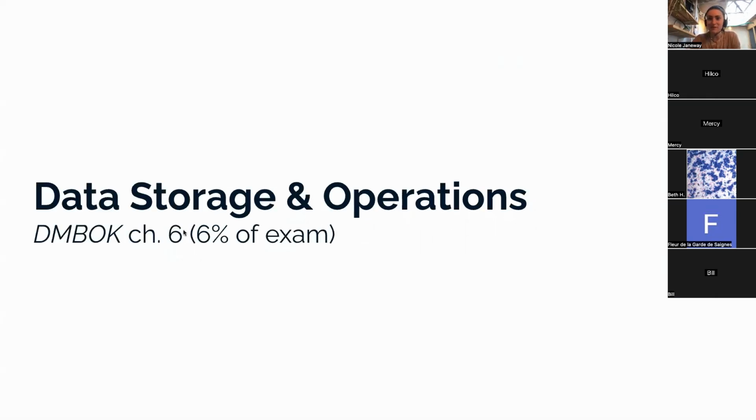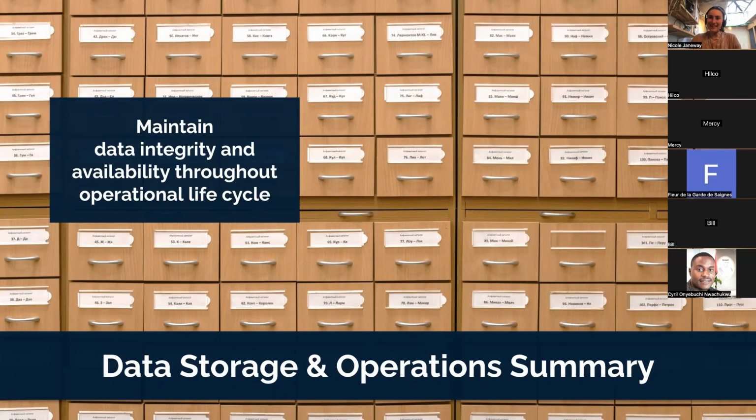So there's 14 chapters of the data management body of knowledge that are tested on the fundamentals exam. Data storage is chapter 6, as we know, and it's only 6% of the exam. So it's kind of in the middle. It's not one of the more heavily weighted chapters, and it's not one of the chapters weighted at only 2%. It's just sort of floating there in the middle. The point of this is to maintain data integrity and availability throughout the operational life cycle.